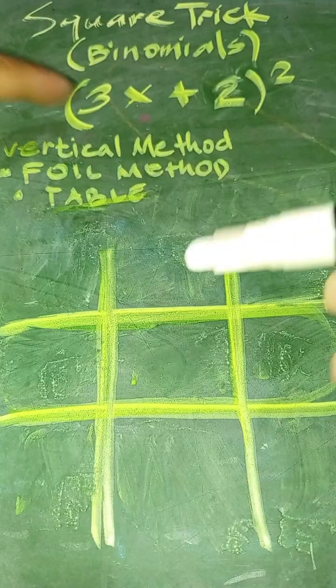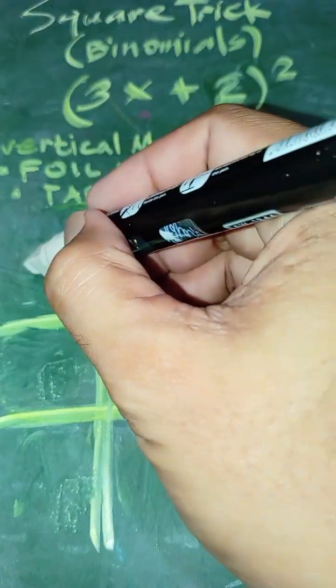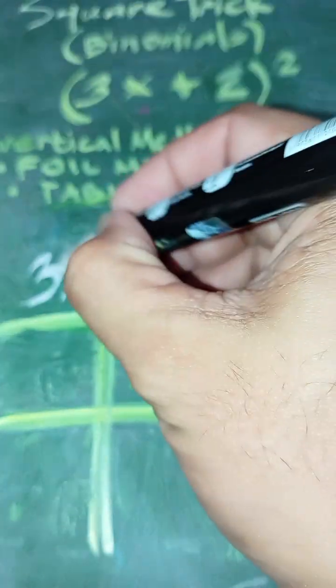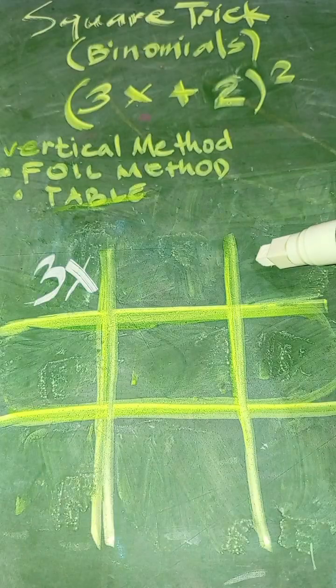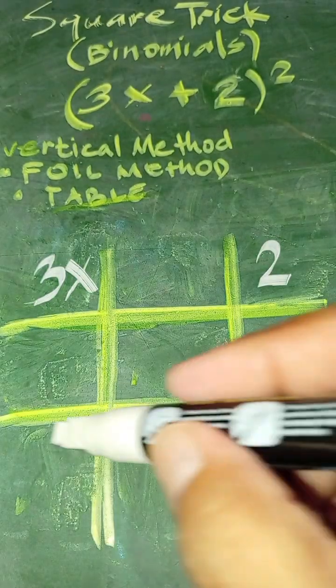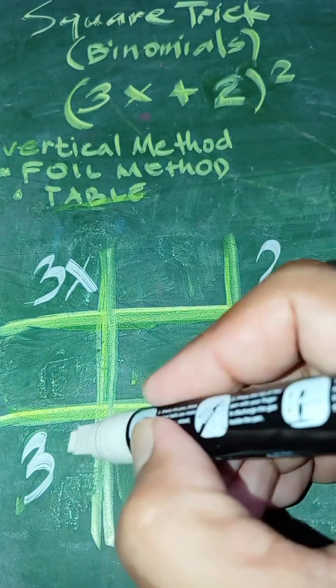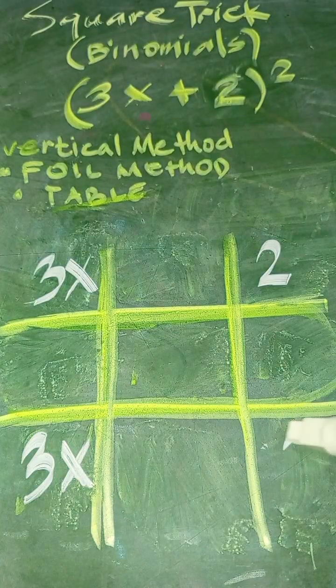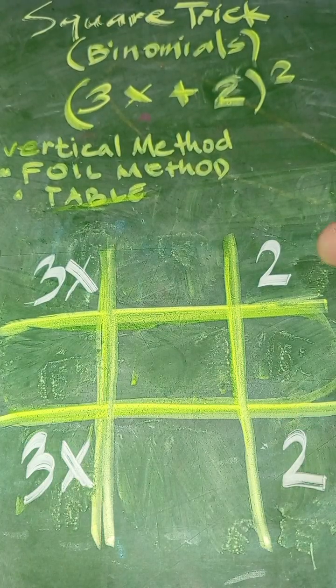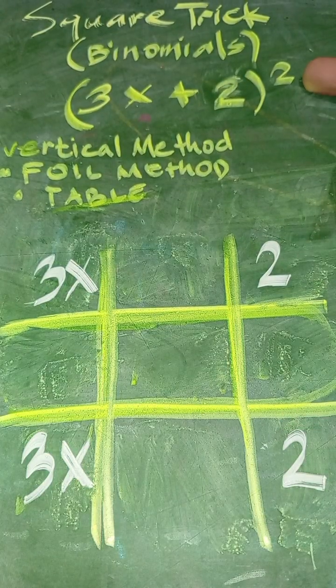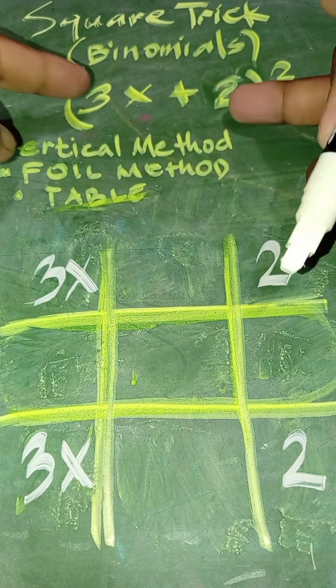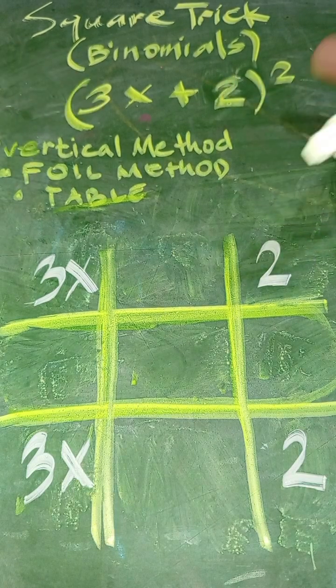So let's start. Start from 3x, write 3x and 2, and write again 3x and 2. Why do we have to write 3x and 2 again? Because of this square. It means there are two factors of 3x plus 2.